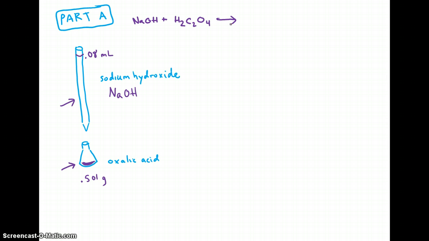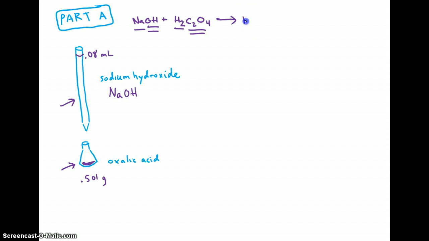So the cation in sodium hydroxide is sodium. The cation in oxalic acid is hydrogen. The anion in sodium hydroxide is hydroxide. The anion in oxalic acid is oxalate. This is simply a double replacement reaction. There's nothing new that we ever learned here. It's the same as every double replacement reaction. So if sodium is the cation here, it will recombine with the anion in the other one.